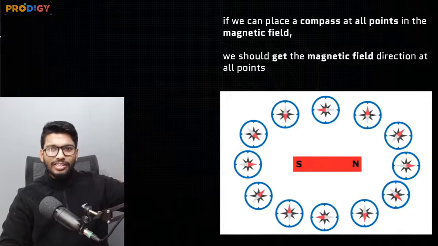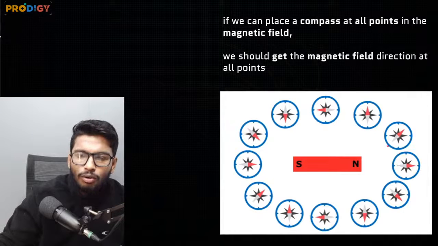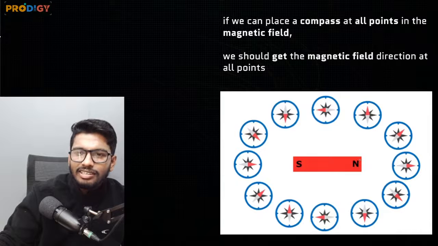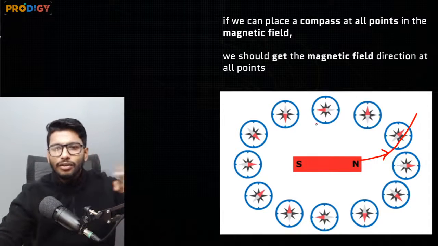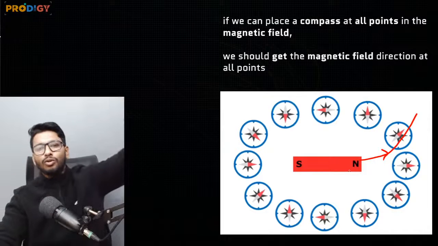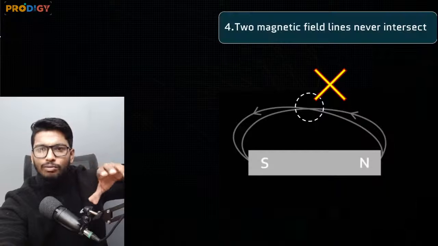You place the compass in different locations, and wherever the north pole of the compass is pointing towards, that is the direction in which the magnetic lines of force are going away from. So you can see there's a pattern to this also. You can actually find out the direction of the magnetic field using this compass as well, by placing it at different positions.